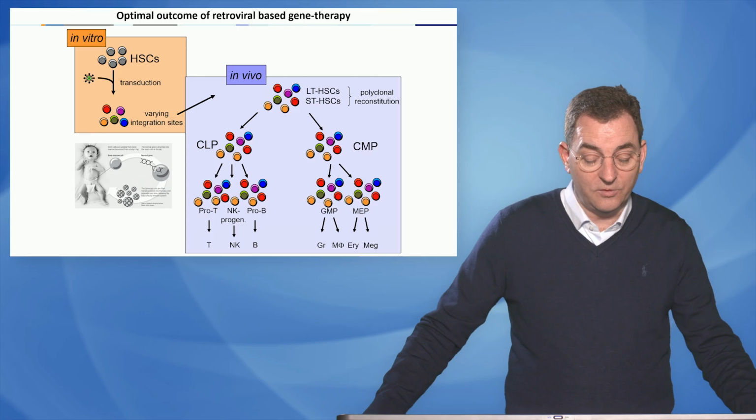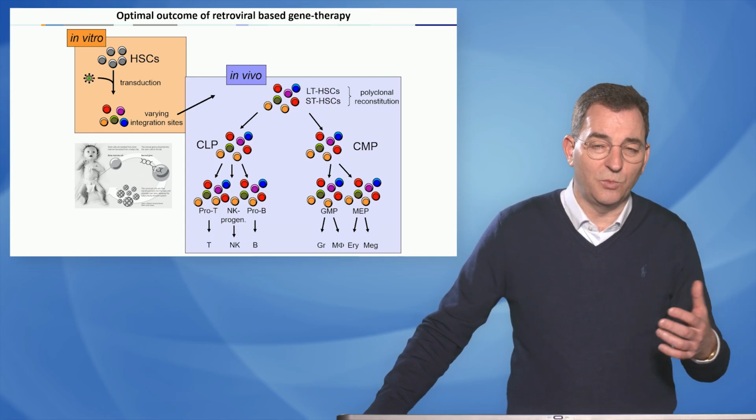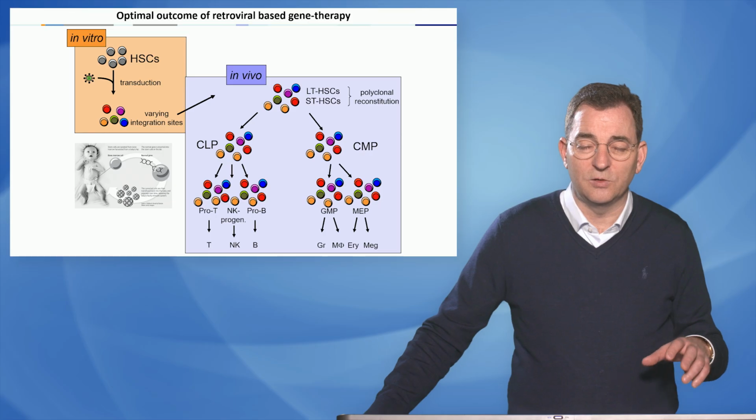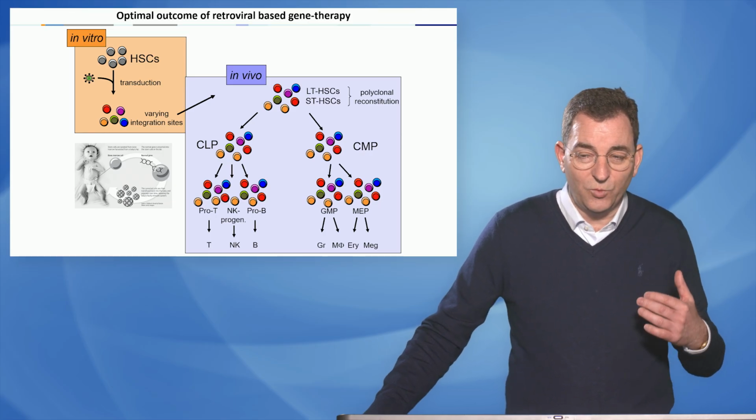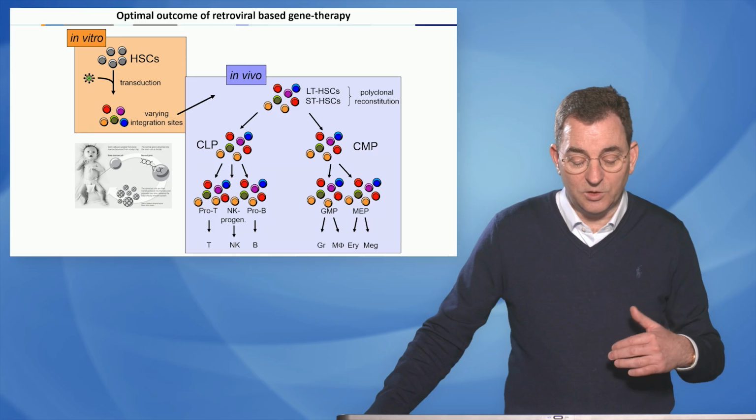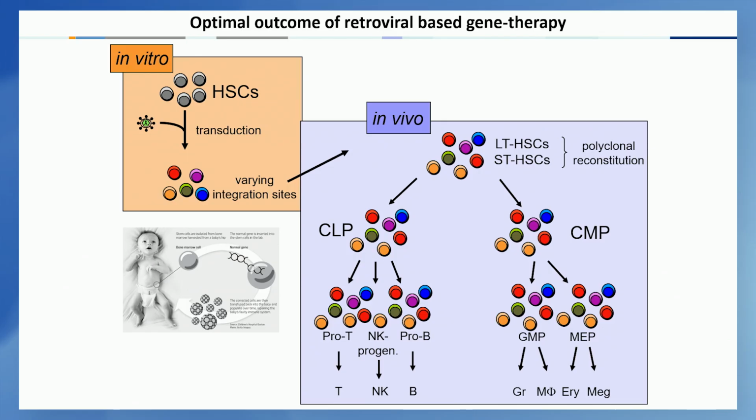So we transduce cells, and because retroviruses integrate more or less randomly into the genome, into open chromatin areas, we get different integration sites, which are depicted here by different colors. Each color represents a clone with a certain integration site. In vivo, you would expect to find those clones, if stem cells have been hit or transduced, in the effector cells in the peripheral blood: all the different colors, all the different integration sites, with a certain frequency. That is polyclonal reconstitution, as we call it, and then everything would be fine.